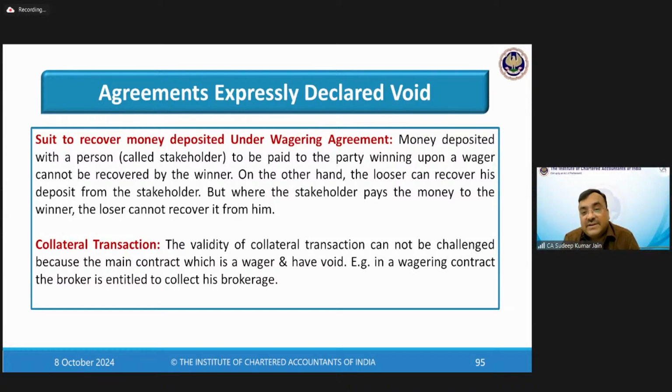These are collateral transactions supporting the main contract. The validity of a collateral transaction cannot be challenged because the main contract, which is a wager, is void. Example: in a wagering contract, the broker is entitled to collect the... Clear? Please read it.